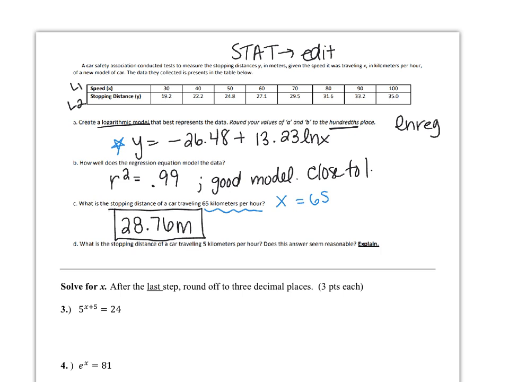Then it says, what is the stopping distance of a car traveling 5 kilometers per hour? This is a y value. So we're gonna go into our y menu, put in a y2 equals 5, and then do a second calc intersect to find the value of x when y is 5. And that is at approximately 10.79 meters. Is it meters? Yeah, meters.